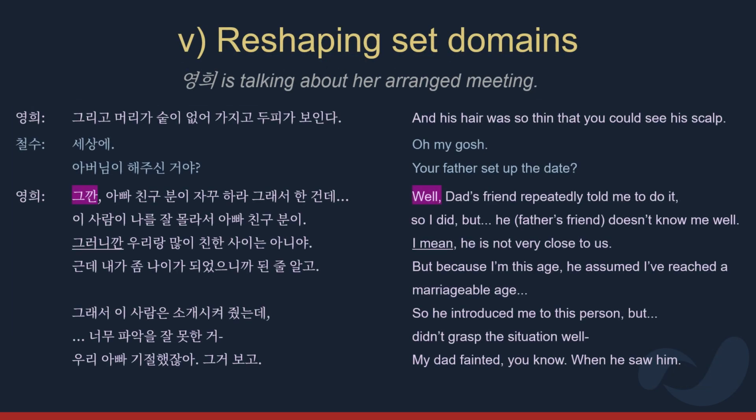그리고 머리가 숱이 없어가지고 두피가 보인다? 세상에, 아버님이 해주신 거야? 그러니까 아빠 친구분이 자꾸 하라 그래서 한 건데 이 사람이 나를 잘 몰라서 아빠 친구분이. 그러니까 우리랑 많이 친한 사이는 아니야. 근데 내가 좀 나이가 되었으니까 된 줄 알고 그래서 이 사람을 소개시켜 줬는데 너무 파악을 잘 못한 거. 우리 아빠 기절했잖아, 그거 보고.